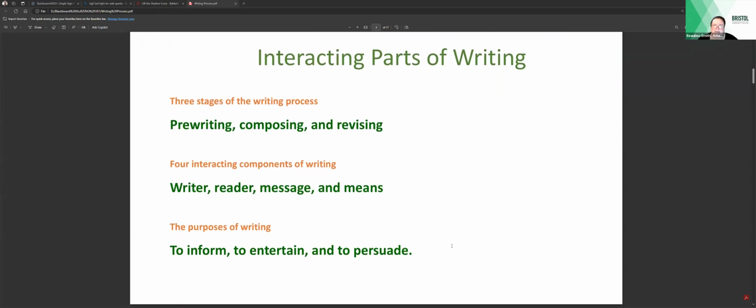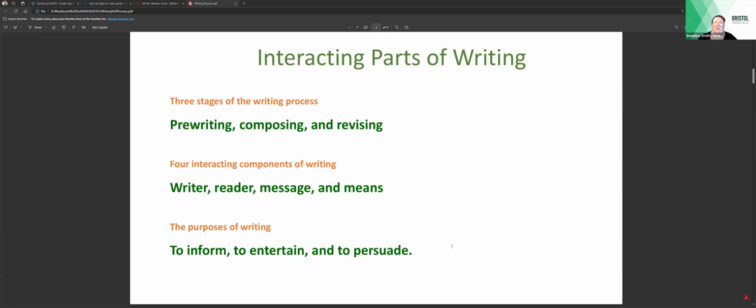Here are some interacting parts of writing. So let's take a look at the process again. Pre-writing, composing, and revising. The pre-writing is kind of like the planning that we do before we actually create a paper. It could be talking to someone else about what you might want to write. It could be brainstorming. It could be making a list of things that you might want to write about.